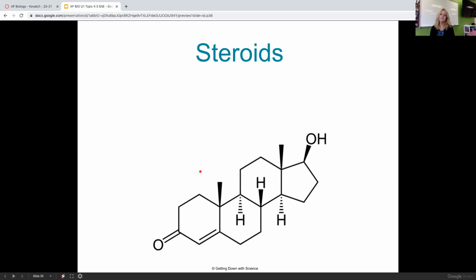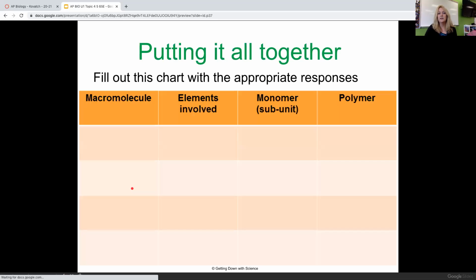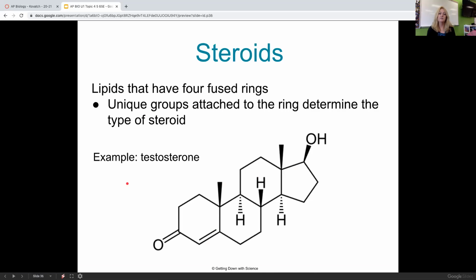Another type of fat is a steroid. And oftentimes we know when we're looking at a steroid because the molecule reminds us of chicken wire. If you've ever seen chicken wire, it has this shape to it, these rings that are hooked together in this kind of pattern. When you see something like this, you know you're looking at a steroid, which is a type of lipid. Steroids have four fused rings. Unique groups attached to the rings will determine the type of steroid that you have. Testosterone is one example of a steroid. There are lots of different steroids.